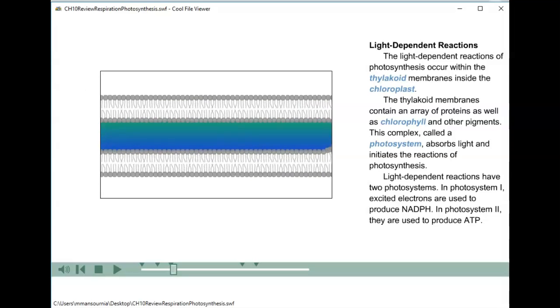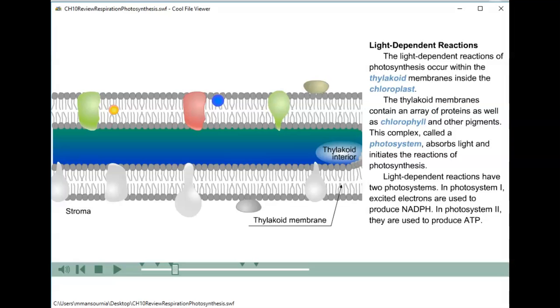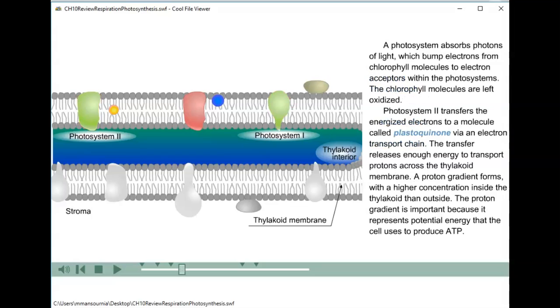The light-dependent reactions of photosynthesis occur within the thylakoid membranes inside the chloroplast. The thylakoid membranes contain an array of proteins, as well as chlorophyll and other pigments. This complex, called a photosystem, absorbs light and initiates the reactions of photosynthesis. Light-dependent reactions have 2 photosystems. In photosystem 1, excited electrons are used to produce NADPH. In photosystem 2, they're used to produce ATP.